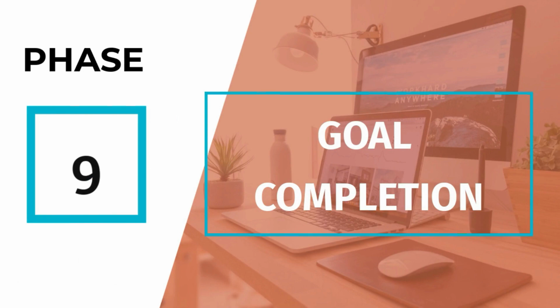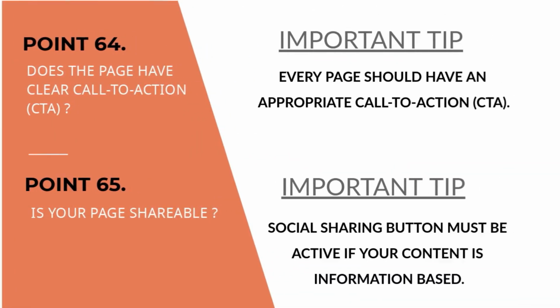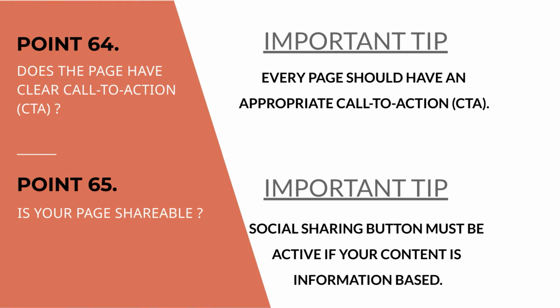Phase 9, Goal Completions. Point 64. Does the page have a clear call to action? Google puts weight on goal completion. Goal completion is the action that the user is supposed to take on your page. Every page on your website should have a call to action. If it's a product page, then your CTA should be sales driven. If it's informational, then the CTA should be asking for shares and comments.